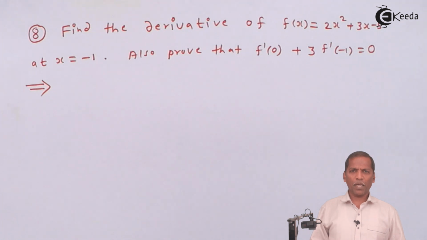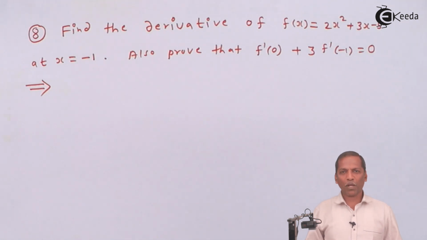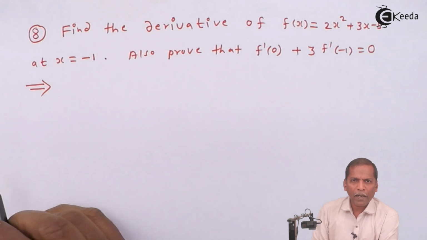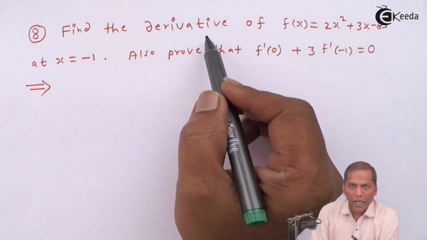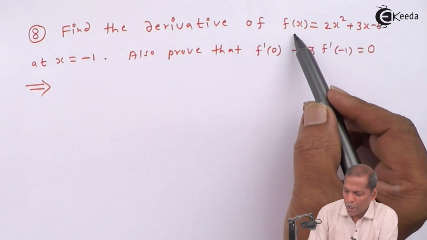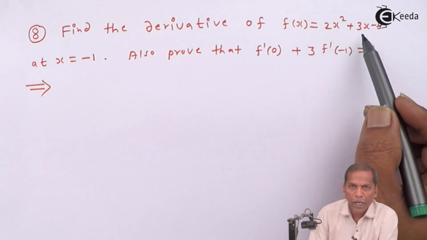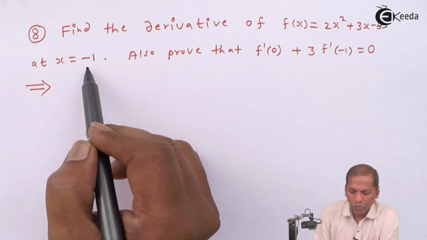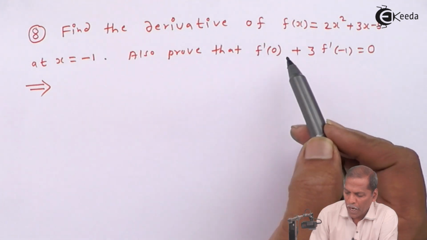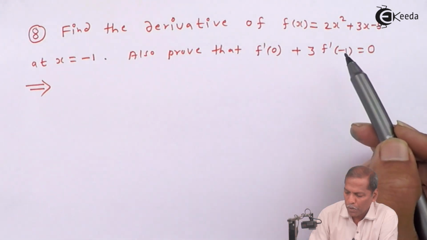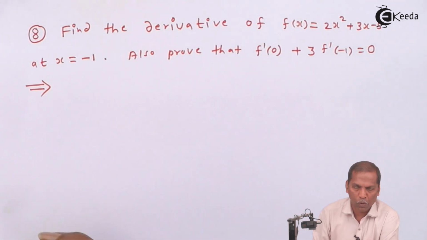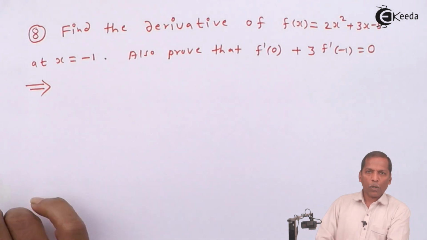Hello friends, now we see problem number 8, which is based on the first principle of derivative of chapter differentiation. Problem number 8 is: find the derivative of f of x is equal to 2x square plus 3x minus 5 at x equal to minus 1. Also prove that f dash 0 plus 3 into f dash minus 1 is equal to 0. Now let's see the solution.